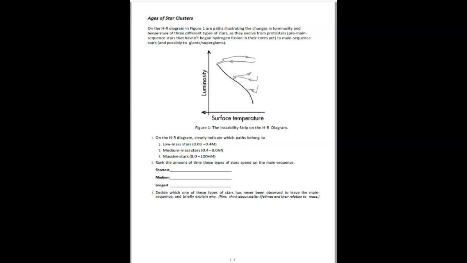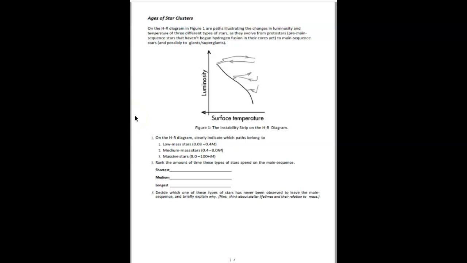I wanted to talk to you a little bit about the Ages of Star Clusters sheet I had posted. You don't need to do it or turn it in, but I do want you to have an understanding of how we look at star clusters and what we use them for and why.